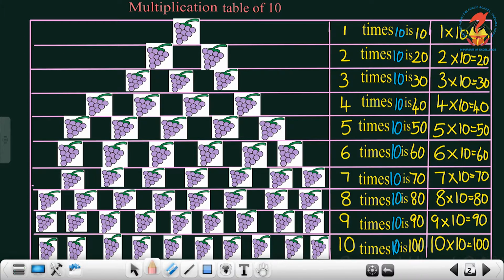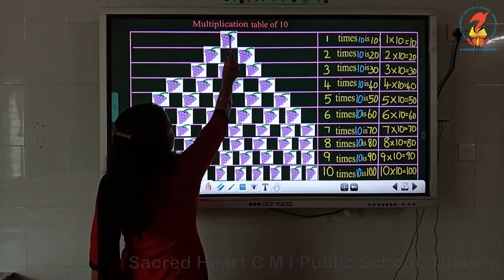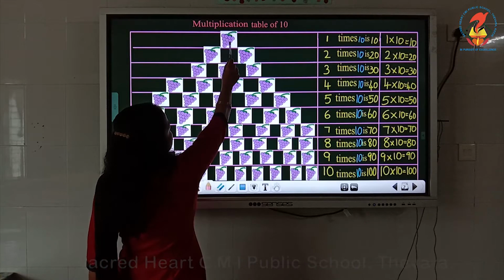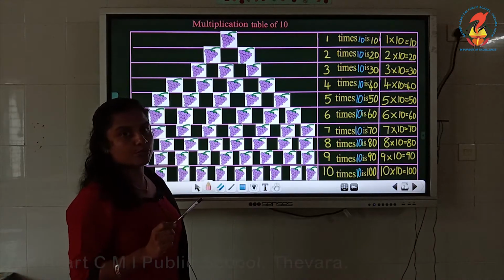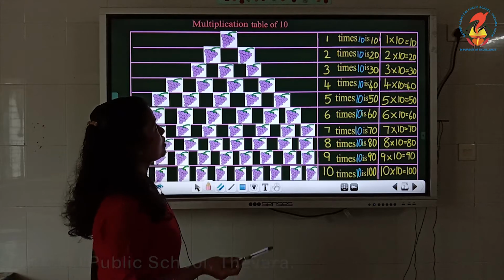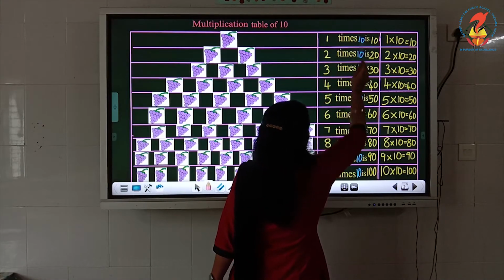Look into the board, children. Here you can see the picture of grapes. So let's count the number of grapes in the first box. 1, 2, 3, 4, 5, 6, 7, 8, 9, 10. That is one group of 10 grapes. So how will we write? 1 times 10 is 10.